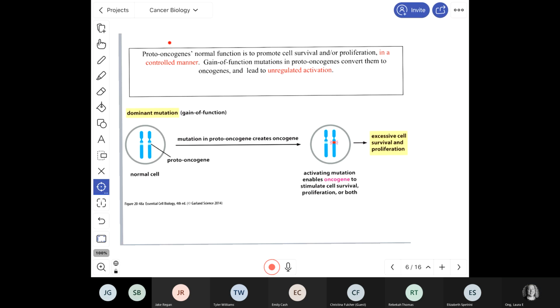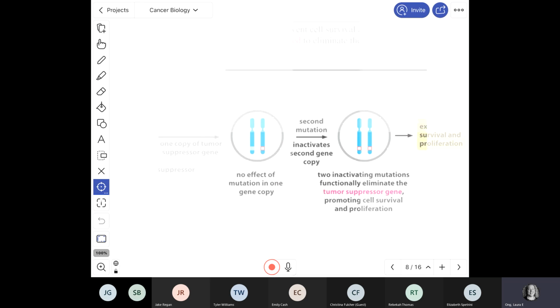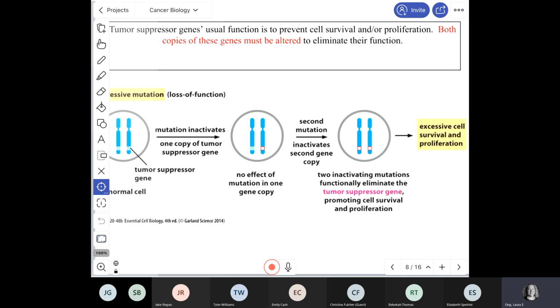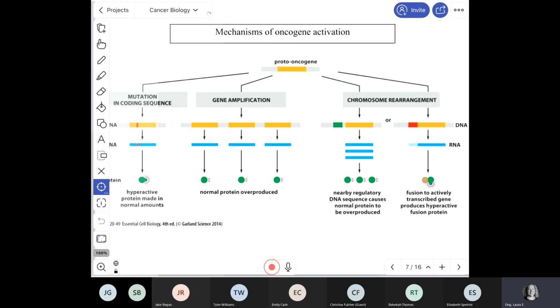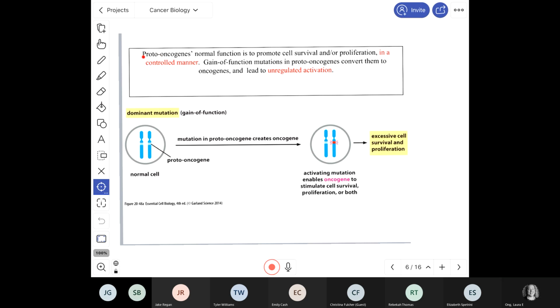proto-oncogenes is one type, and then the other type of genes that are frequently altered in cancer are called tumor suppressor genes. So the difference between tumor suppressor genes and proto-oncogenes and how you tell them apart, that's going to be a big theme on the final. So this particular section is really important to know in detail.